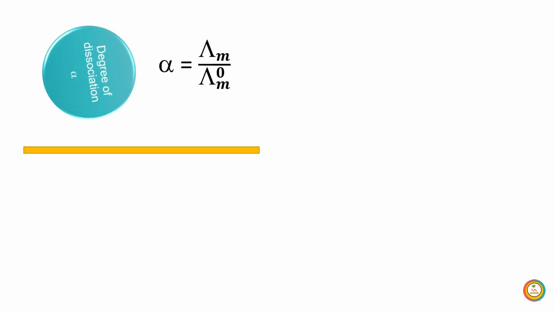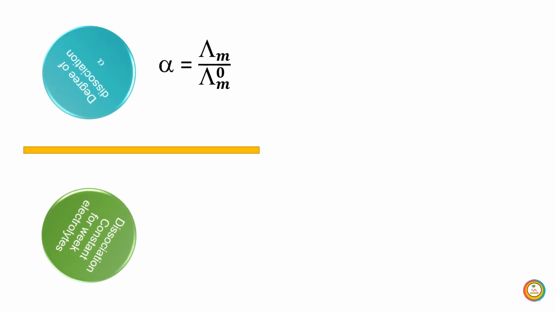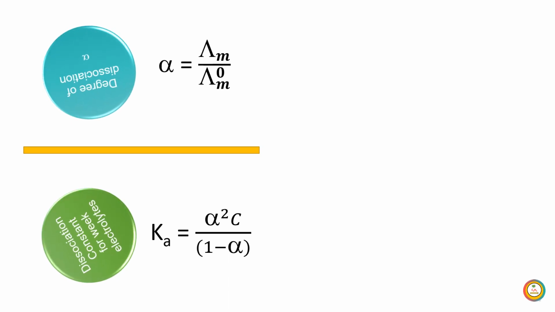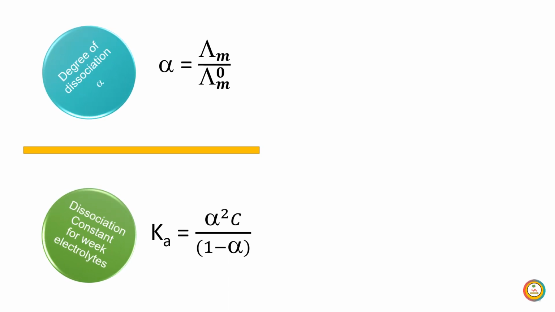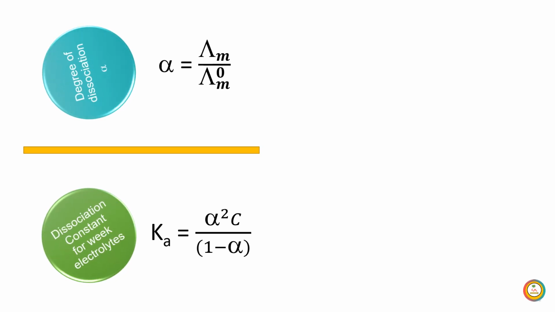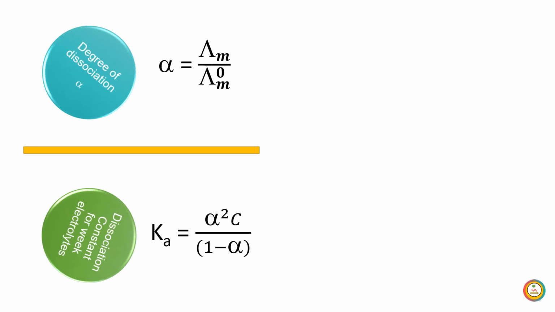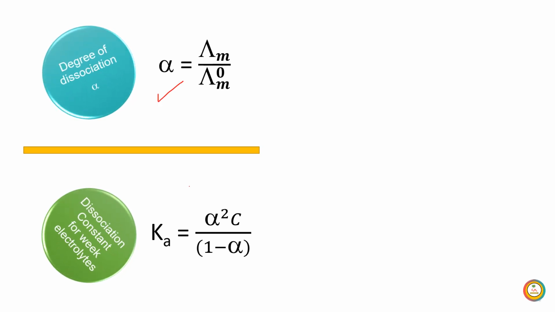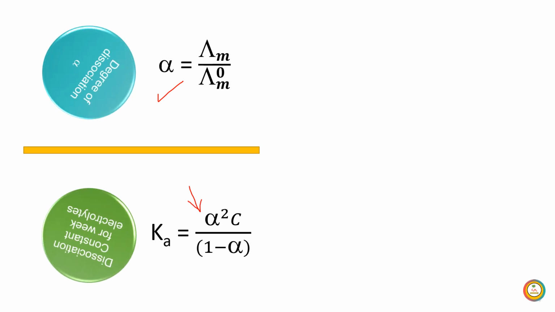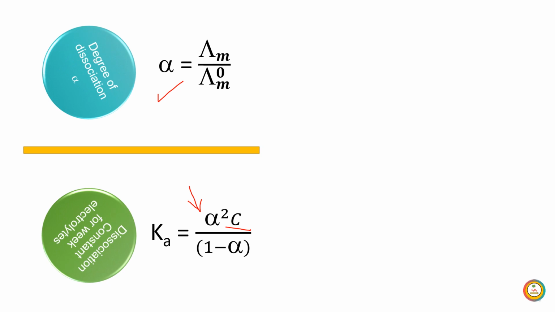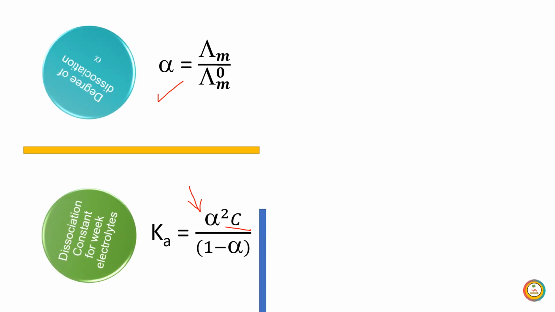In the same way, we can easily find out the dissociation constant. The dissociation constant, according to the Ostwald dilution law equation, Ka is equal to alpha square into C upon 1 minus alpha. We find out the value of alpha by this method, and the value of alpha is put in this one. The concentration C we know, and we find out the value of Ka, that is the dissociation constant.